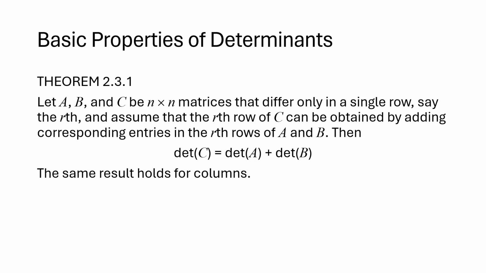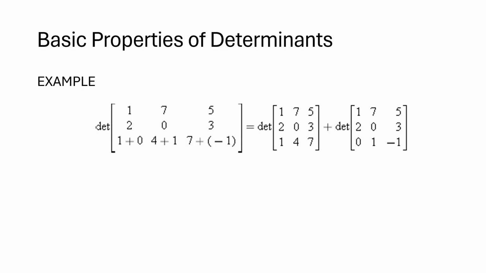Okay, let's take this one as an example. So here the determinant on the left side is equal to the sum of the determinants on the right side. I will leave this one for you to confirm the following equality by evaluating the determinants of the left side and the right side.